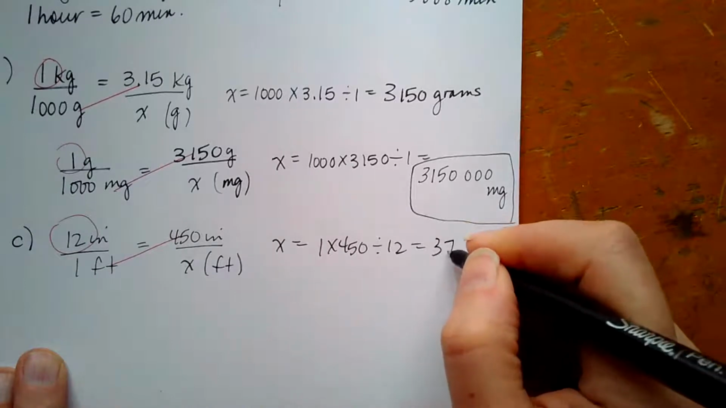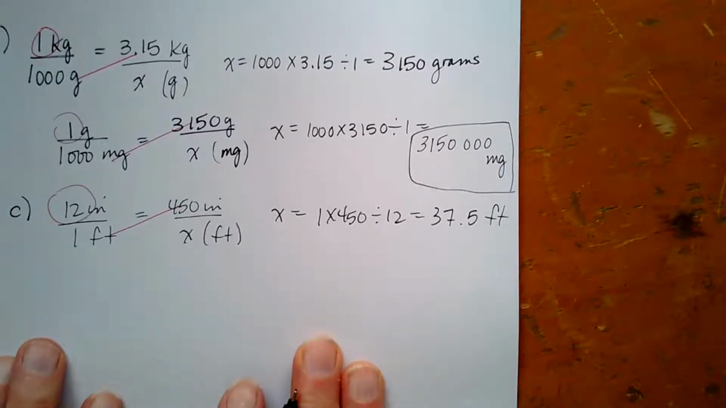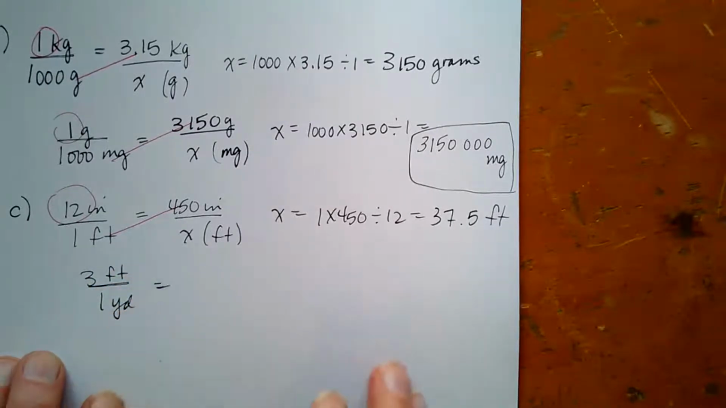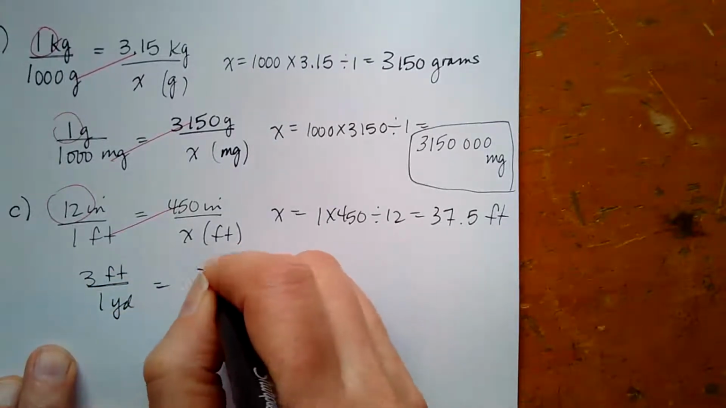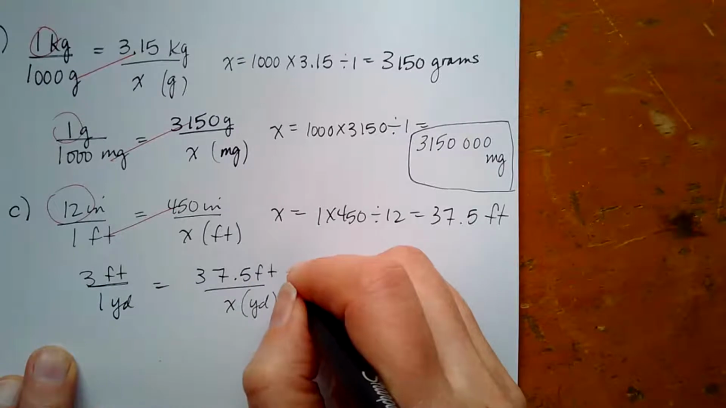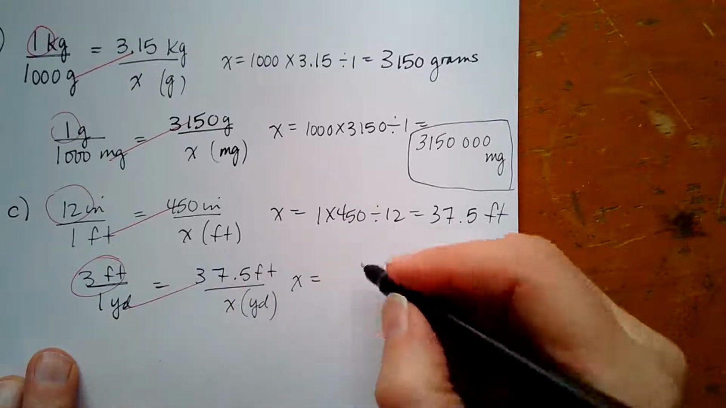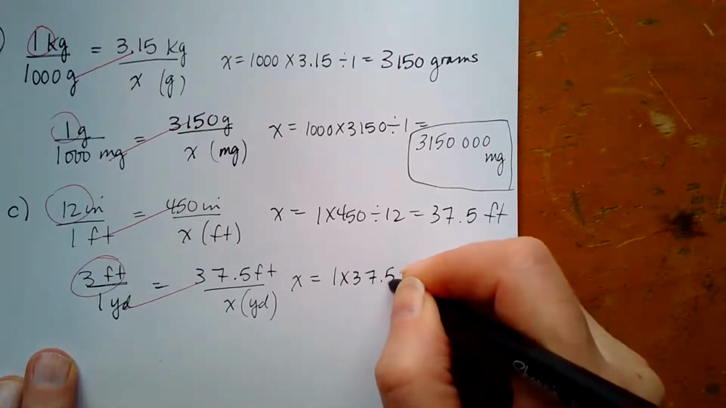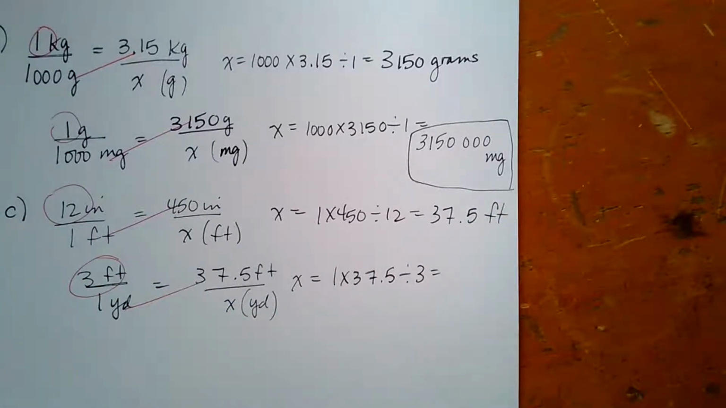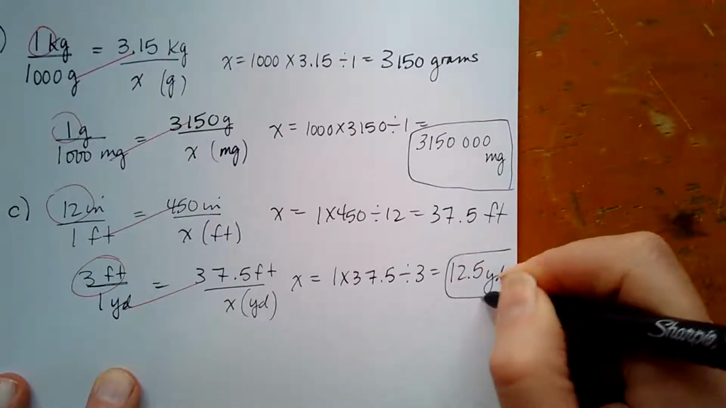So I get 37.5 feet. This is my halfway point. Now I'm looking at page 4 again, and I know that 3 feet is equivalent to 1 yard. So I have 37.5 feet, and I'm going to convert to X yards. So I get a multiply, divide. Again, I'm multiplying by the diagonal numbers that match up, dividing by the leftover number that doesn't have a diagonal partner, and we get 12.5 yards. So that's my final answer.